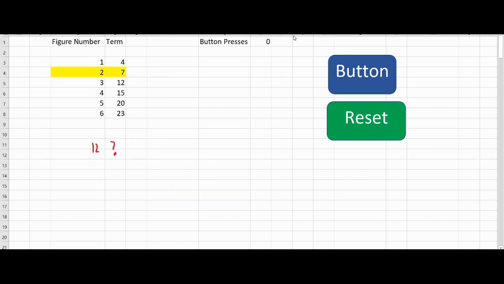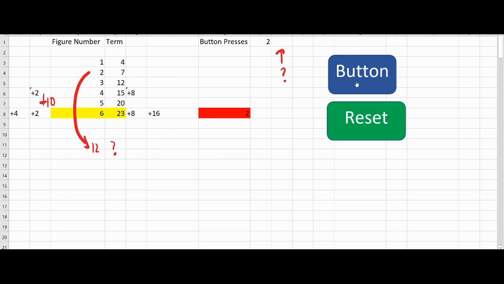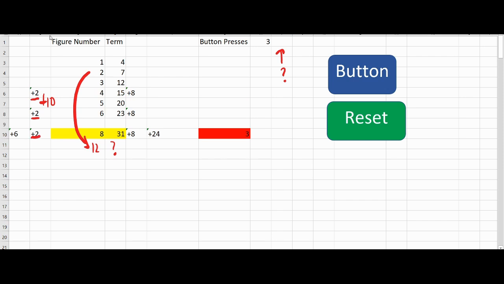Or using the second method, we change our starting point to row 2. To get to row 12 from row 2, we have to add 10, which means we have to press the button 5 times because 10 divided by 2 is 5. Pressing the button 5 times, our term increases by 40, because 5 times 8 is 40. So from our starting term of 7, we add 40 to arrive at our answer 47.